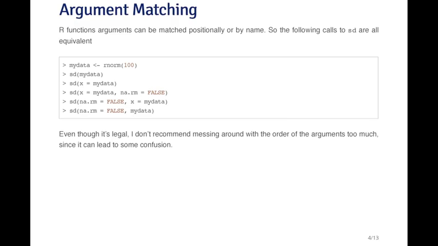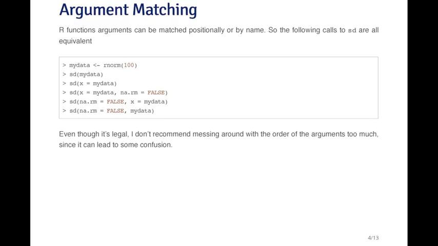Here I'm simulating some data. I'm just simulating 100 normal random variables, and there's no missing data here. If I just calculate sd on the vector, it'll give me an estimate of the standard deviation. If I say x equals my data, that's the same thing. Here I've named the argument, but otherwise the data are the same, so it'll calculate the standard deviation.